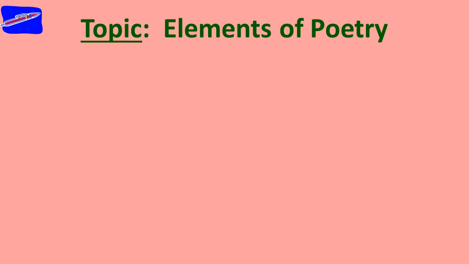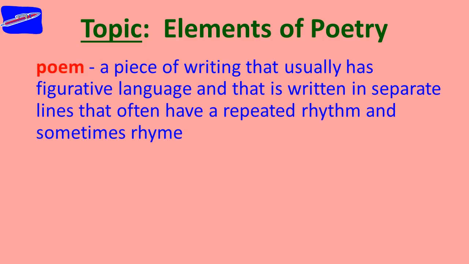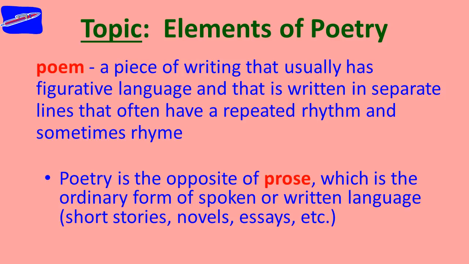Here's our definition. Poetry is defined as a piece of writing that usually has figurative language and that is written in separate lines that often have repeated rhythm and sometimes rhyme. Now, poetry is the opposite of prose, another important term, which is the ordinary form of spoken or written language. Short stories, novels, essays, etc. would be an example. Up until this point, everything we've studied in this class has been considered prose.